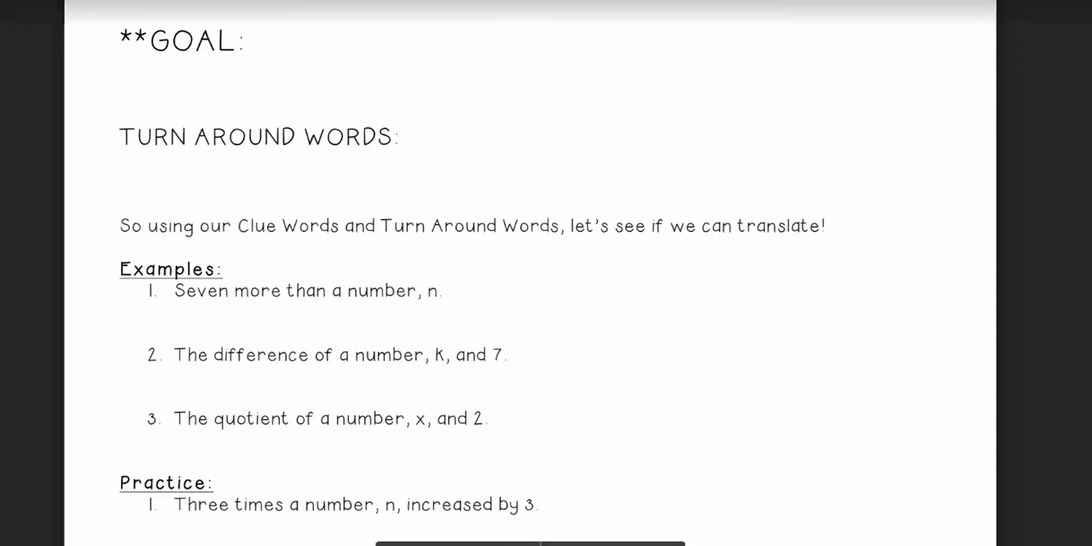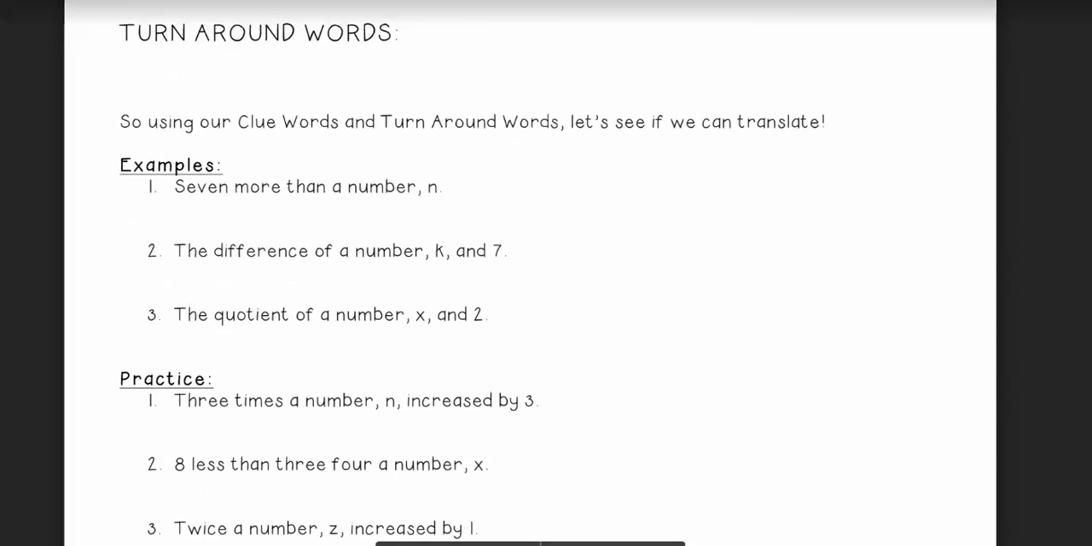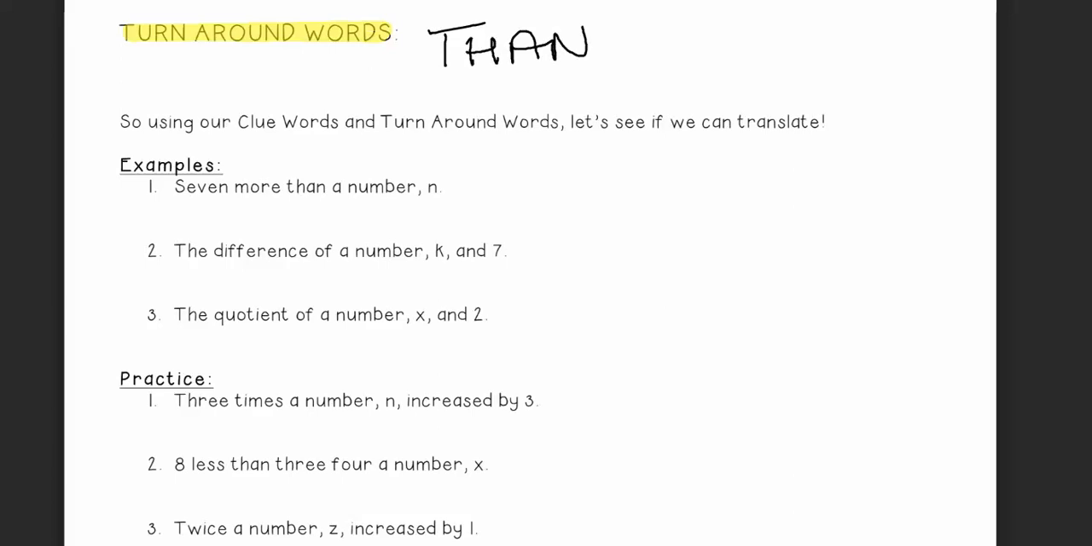So you have a colored piece of paper, which hopefully is on your desk, and that colored piece of paper has all of my clue words on it. But we have two important turnaround words. Turnaround words cause the order of my sentence to flip. So my two turnaround words are the word than and the word from. If I have the word than or the word from, it turns the order of my sentence. The numbers on the front go to the back.